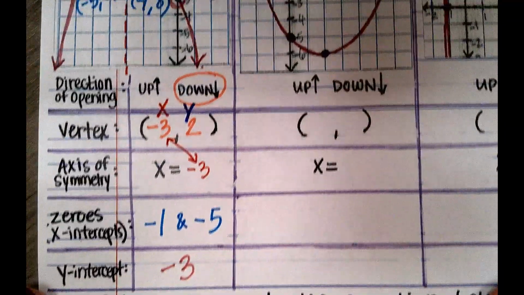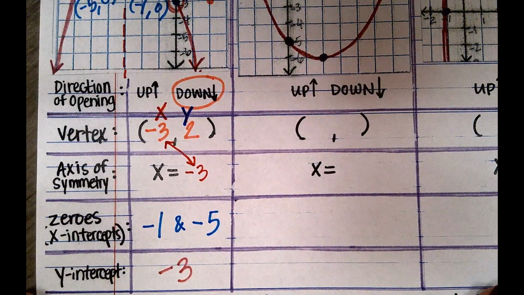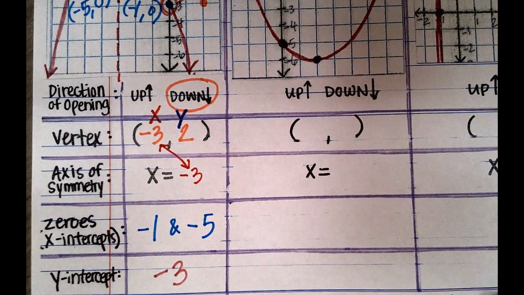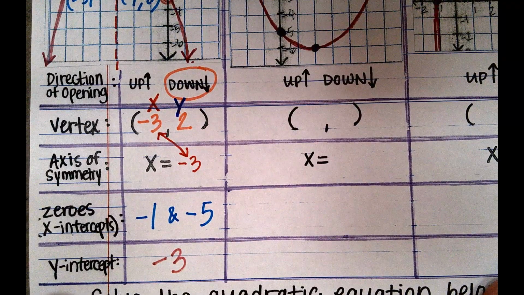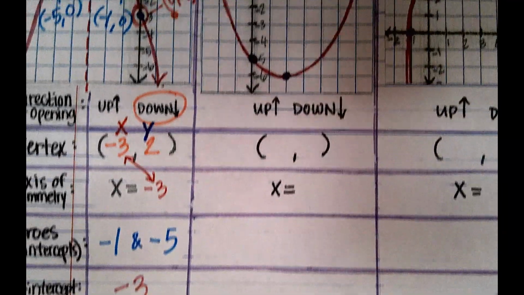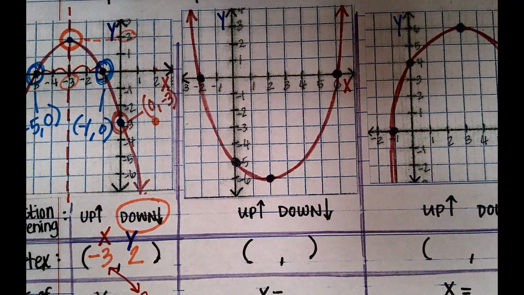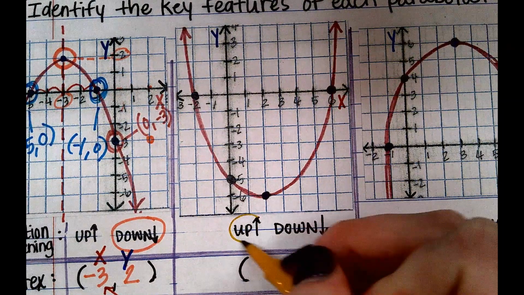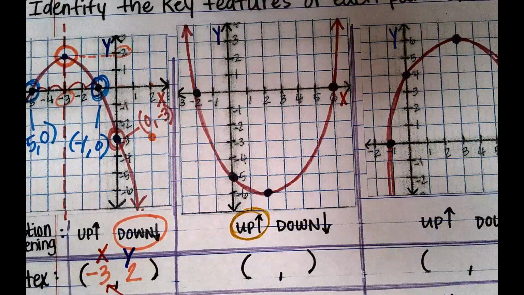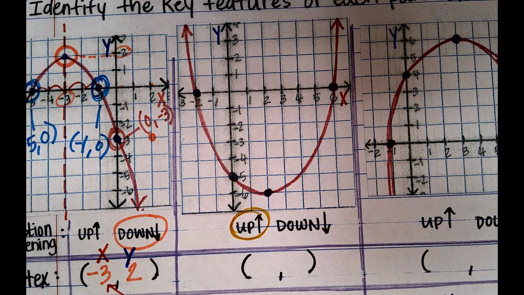Okay, questions about this first one? Or we got it? Got it. Okay, second parabola. It's up. It's pointing up. That's good. Up and away. Okay, what's my vertex?